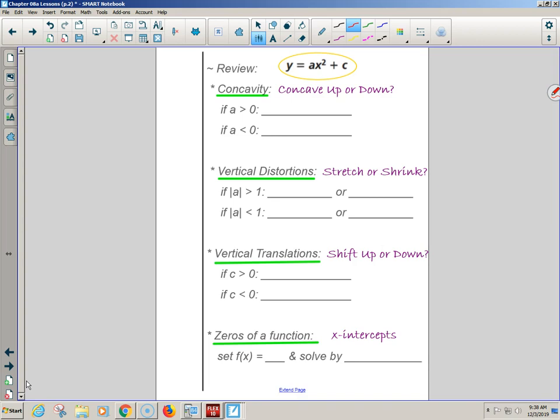So if this number, now some of you are like, why are there letters? They're so annoying and they're so frustrating. Okay, let me give you an example of one. How about y equals 5x squared minus 2? If you need numbers to show you what's going on.